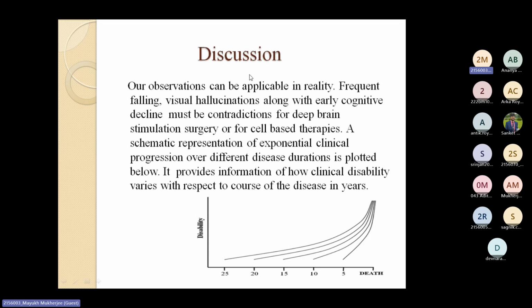So in the discussion, we can see that our observations can be applicable in reality. Frequent falling, visual hallucinations along with early cognitive decline must be contraindications for deep brain stimulation surgery or for cell-based therapies. Finally, a schematic graphical representation of exponential clinical progression over different disease durations is plotted. This provides the information of how clinical disability varies with respect to course of the disease in years. So with this discussion, we conclude the experiment about getting the information of how the clinical disability due to Parkinson's varies with respect to the course of the disease in years.